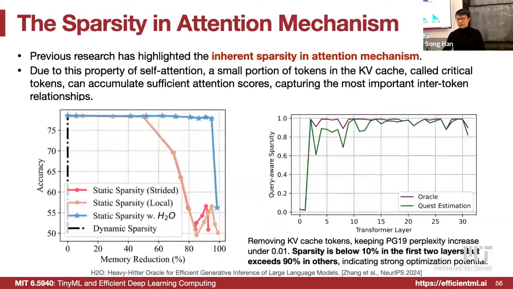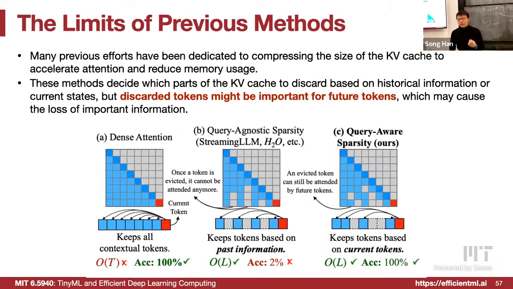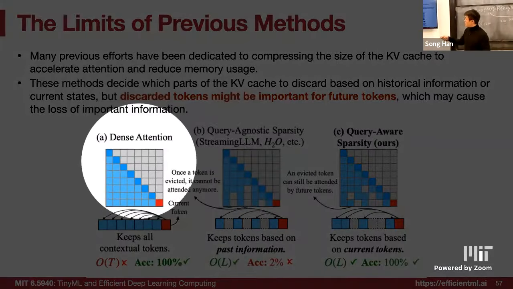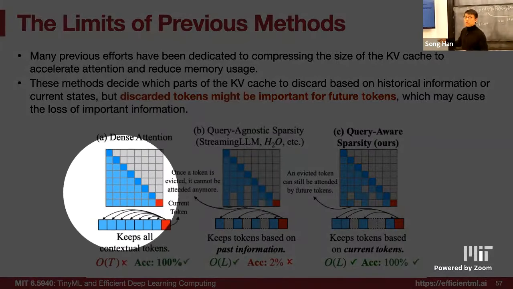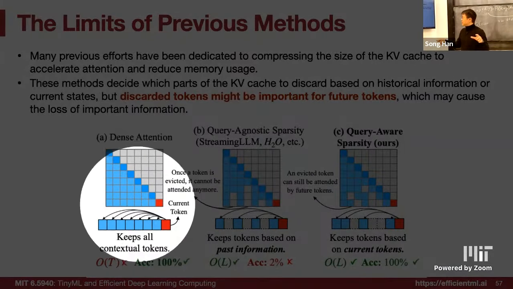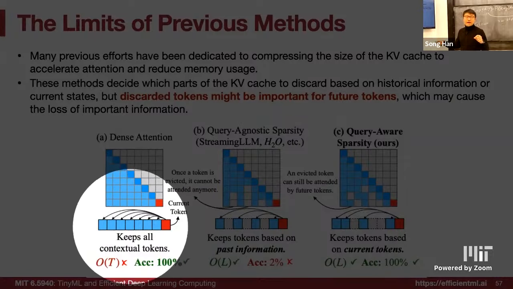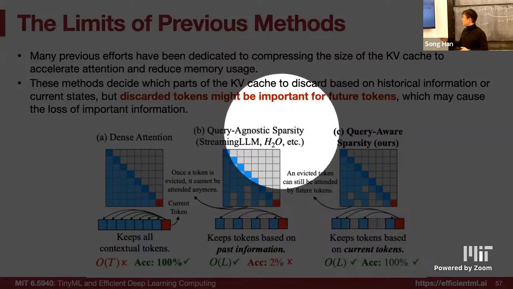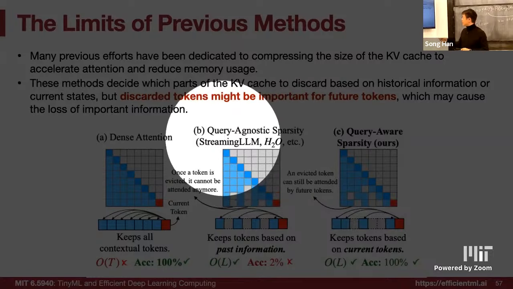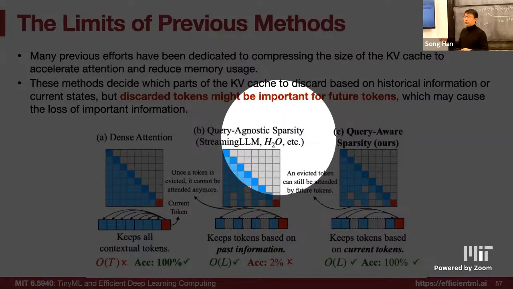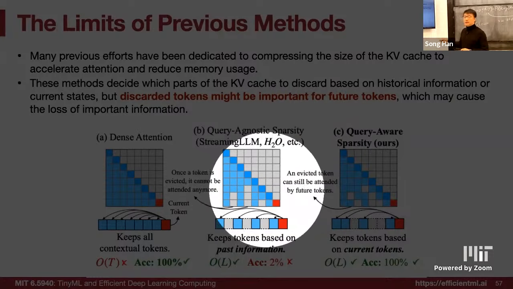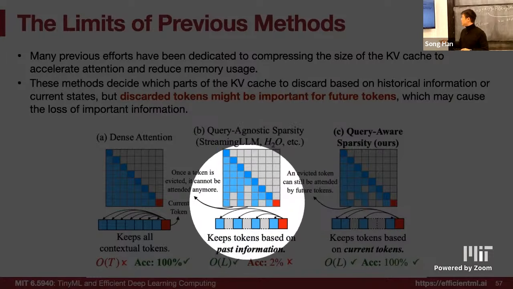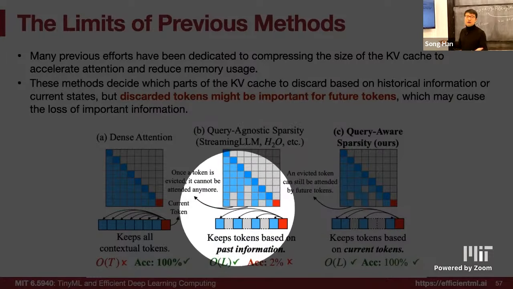So sparsity appears in the KV cache, but previous efforts have some limitations. For example, compared with dense attention, which keeps all the contextual tokens, which is pretty memory intensive. You have to grow the KV cache linearly with the context size. Some query-agnostic sparsity, like fixed-pattern sparsity, like StreamingLLM, like H2O: once a token is evicted from the KV cache, it can never come back. If it is gone, then it's gone.